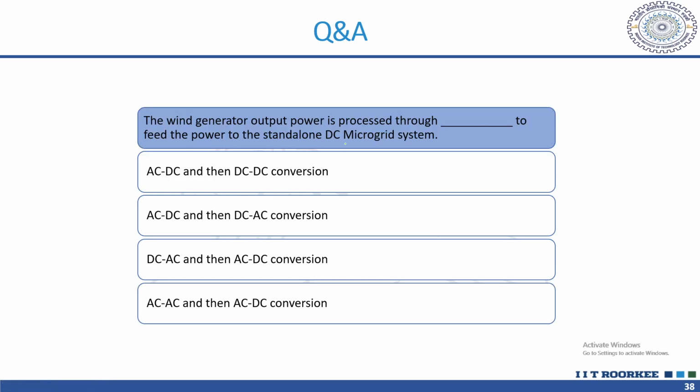Then the wind generator output is processed through dash to feed power to a standalone DC microgrid system. Yes. So it will be AC to DC, and then since we are connecting to DC microgrid, we'll be having DC to DC stage here.